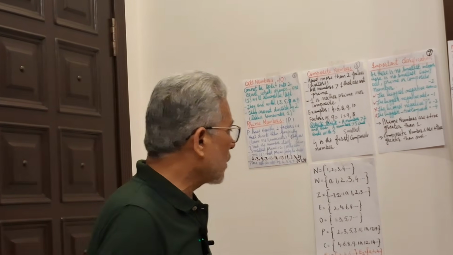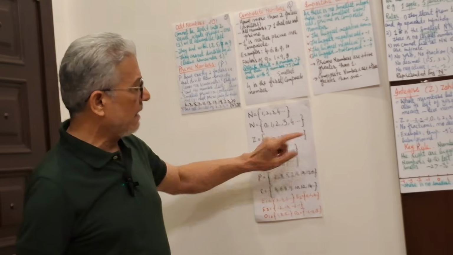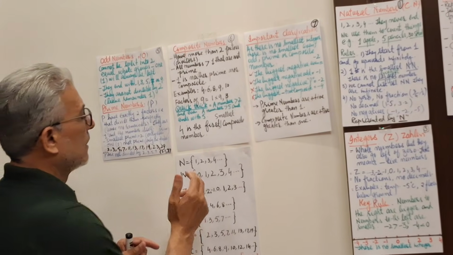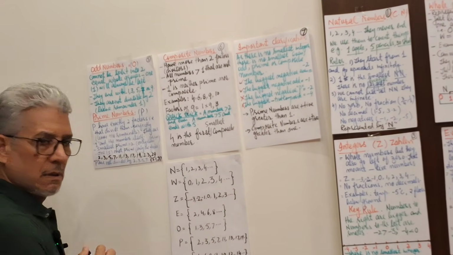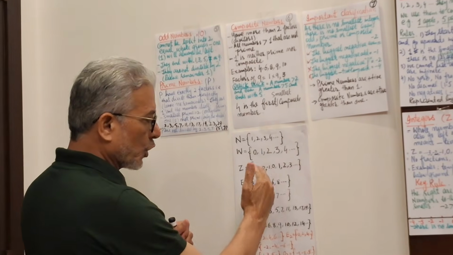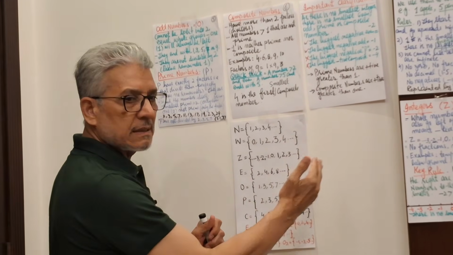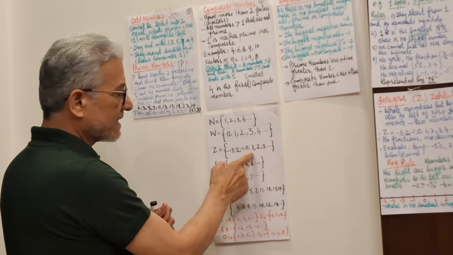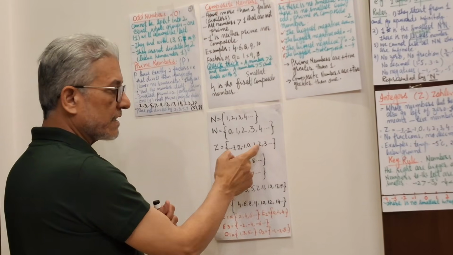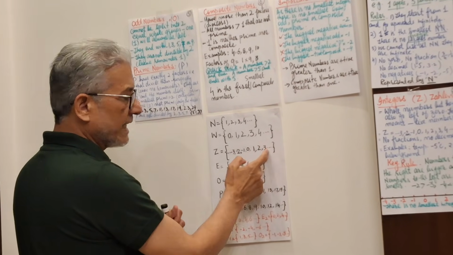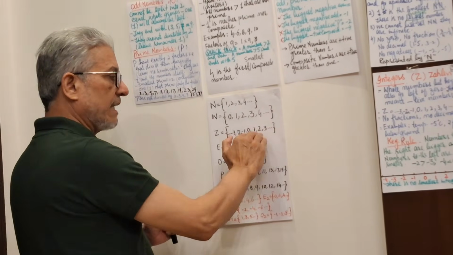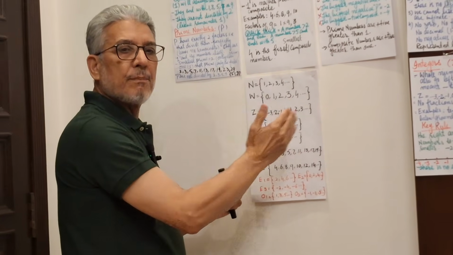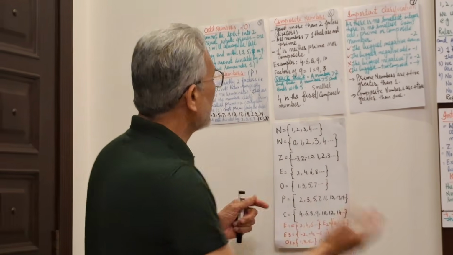Now, look at these numbers carefully and I'll make you understand. If you start from any point in the set of integers, if you go to the right, the numbers increase. 0, 1. 1 is greater than 0. Then 2. 2 is greater than 1. Then 3. 3 is greater than 2. Then 4. 4 is greater than 3. So if you go towards right, the number becomes greater.